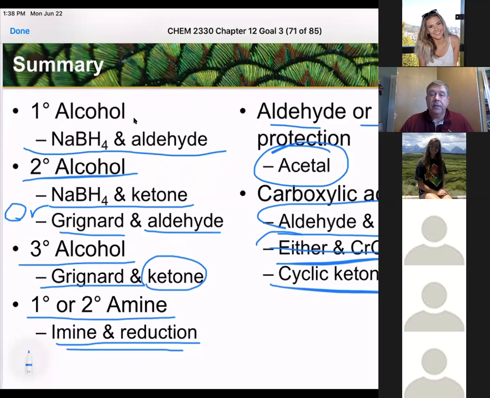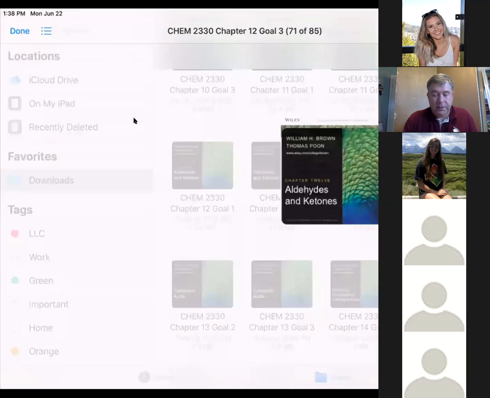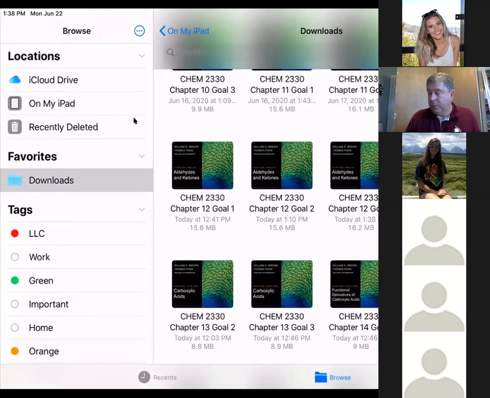The key reaction here is that your carbonyl has a partially positive carbon. Use that to your advantage to attack it with nucleophiles, okay? And when we do our reductions here, our nucleophile here is the hydride functionality, or the negatively charged hydrogen in sodium borohydride or lithium aluminum hydride.